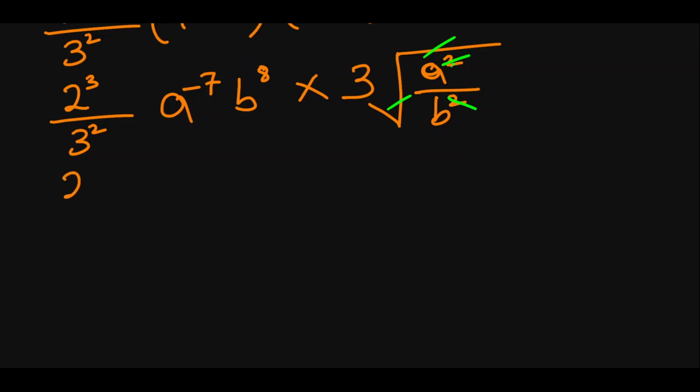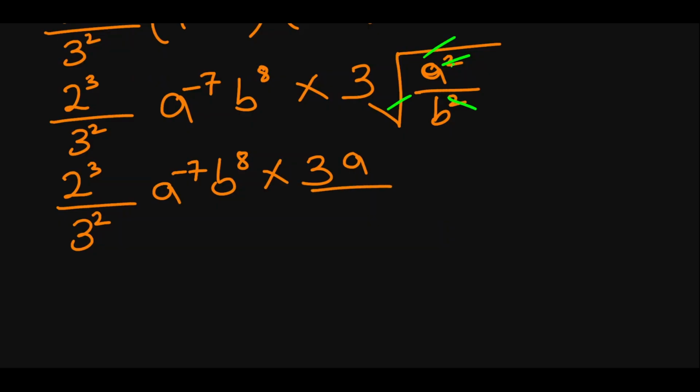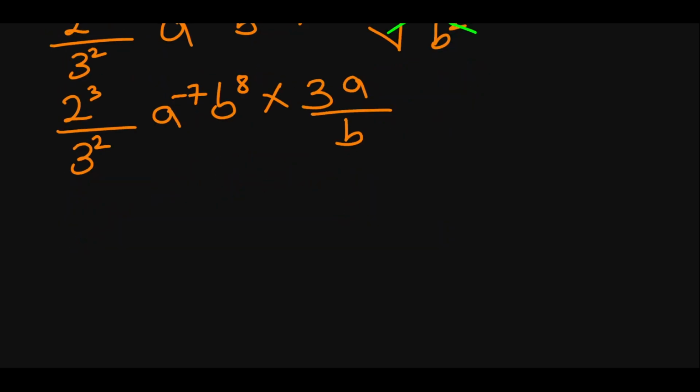So we will now have 2 raised to power 3 over 3 squared, a raised to power minus 7, b raised to power 8 times 3a over b. So now let's collect like terms in the multiplication family way. So we are moving this 3 to meet this 3 and this a to meet this a here.